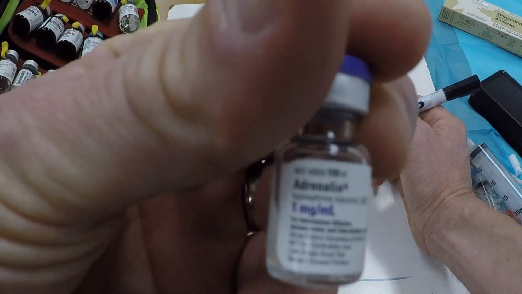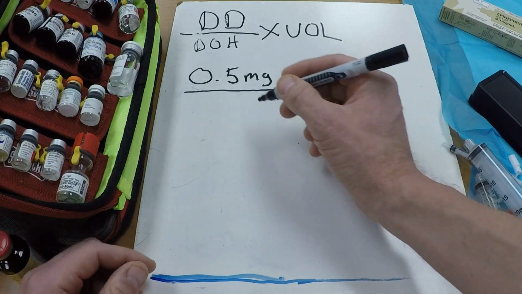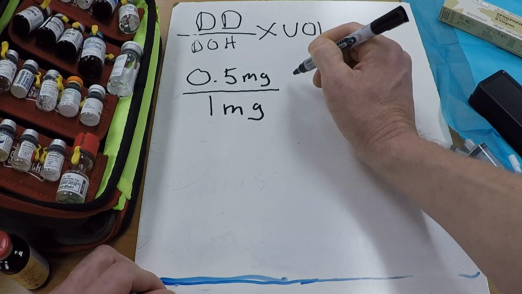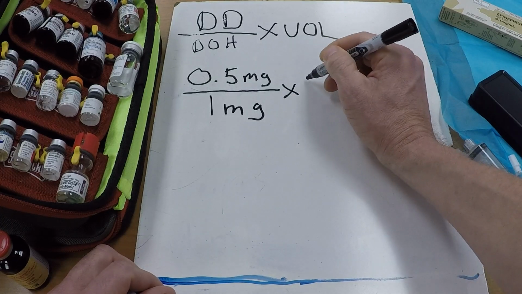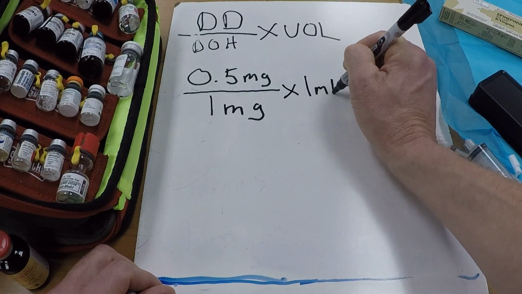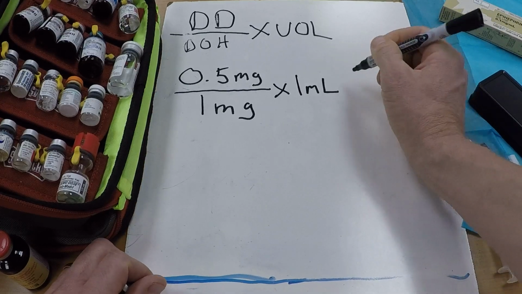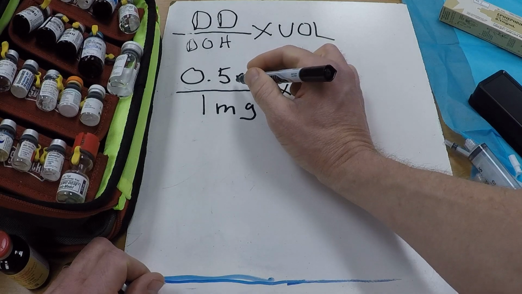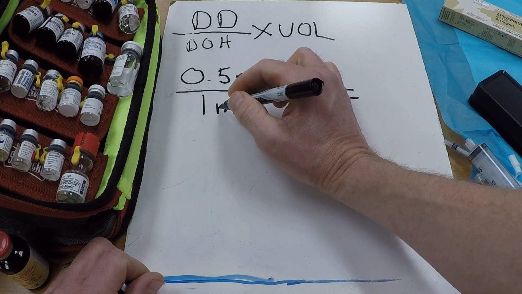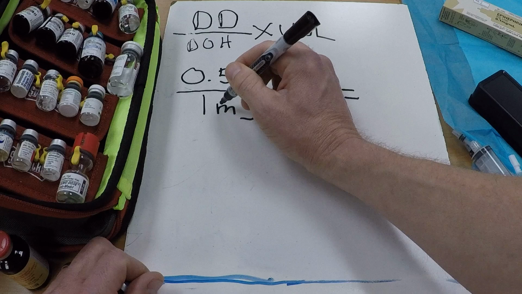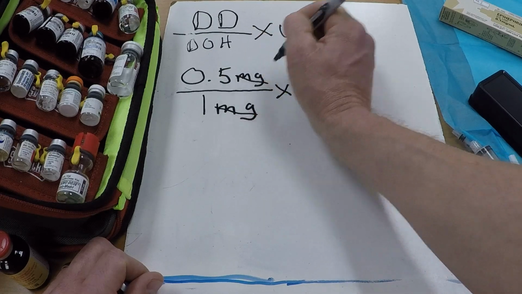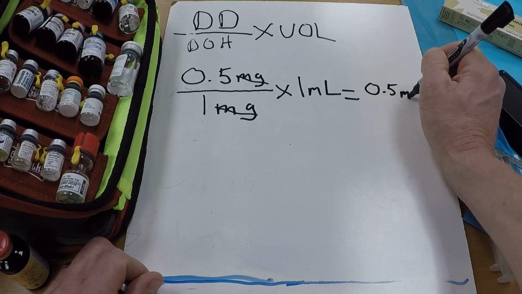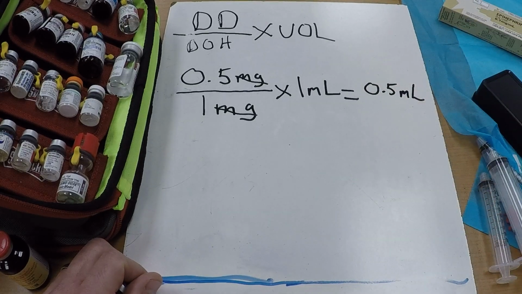And I looked here. We have 1 milligram and we have 1 milliliter. And to calculate that, 0.5 milligrams divided by 1, and these cancel out. So this is going to be 0.5 milliliters.